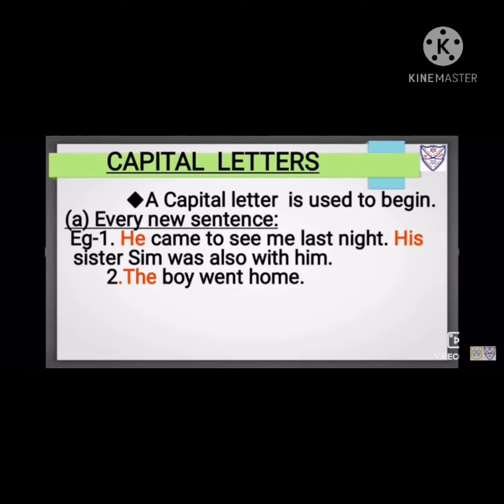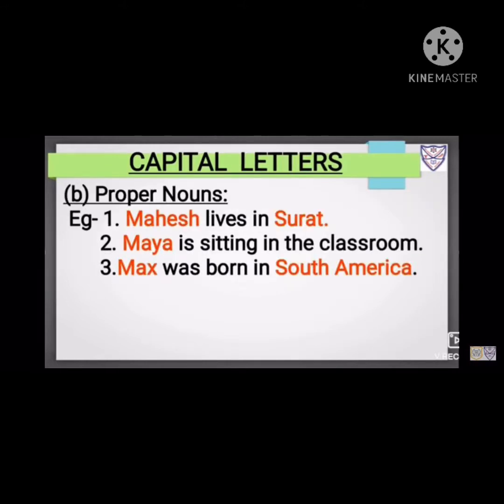Let us see number 2, where we can use capital letters. We can use capital letters for proper nouns. You can see the example, Mahesh lives in Surat. As you all know, Mahesh is a name of a person, but it's not a common name, it's a proper name. So Mahesh, M is capital. Same way, Surat is a name of a place, that's a city. So we have to write Surat as capital.